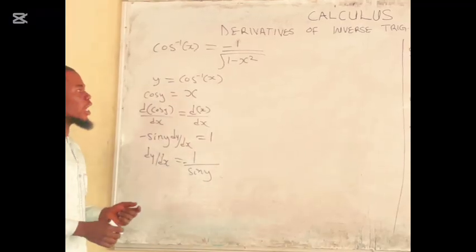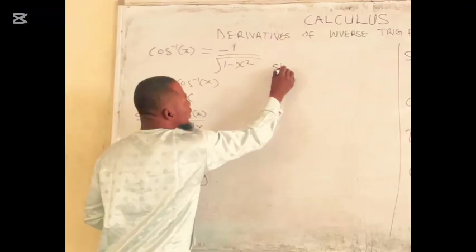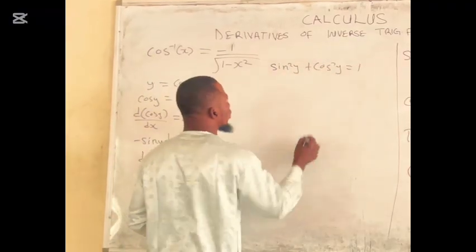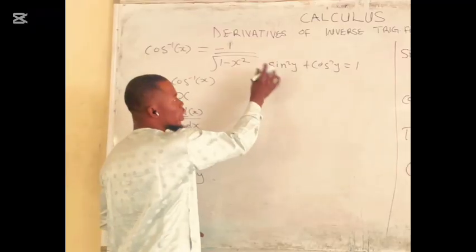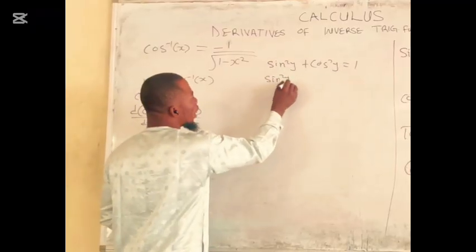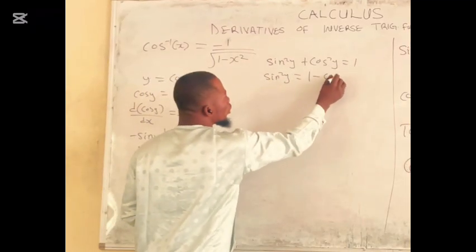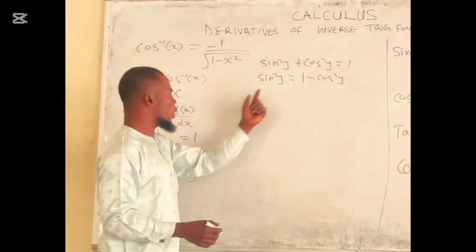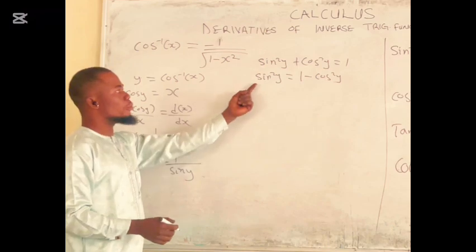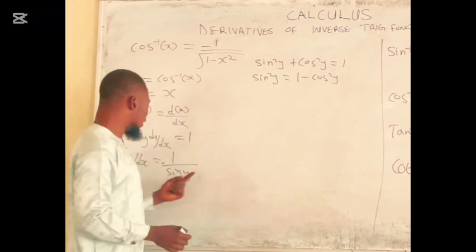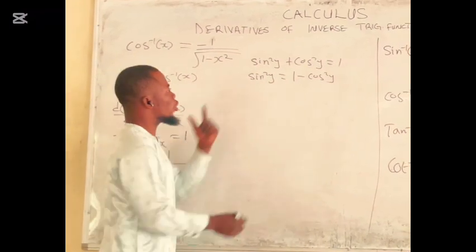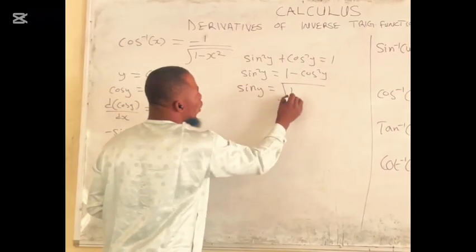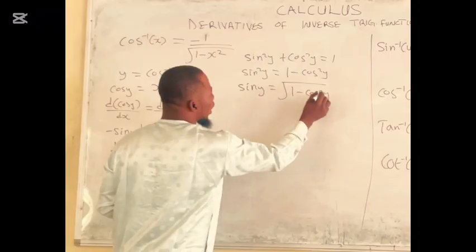Using the trig identity as well, sine squared y plus cos squared y equals 1, we make sine squared y the subject of the formula. Sine squared y will now be equal to 1 minus cos squared y. From here, it's sine y we are looking for, but it's sine squared y that we get. So next, we take the square root of both sides. We'll be having sine y equals the root of 1 minus cos squared y.